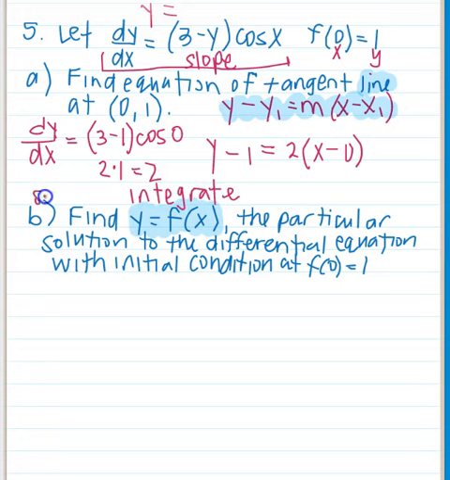Okay, so the first step is to separate. Then you're going to integrate with the plus c, and then you're going to solve for y. Okay, so if you want to think of these differential equations in that form, separate the variables, integrate both sides, remember the plus c, and then solve for y. Good job.